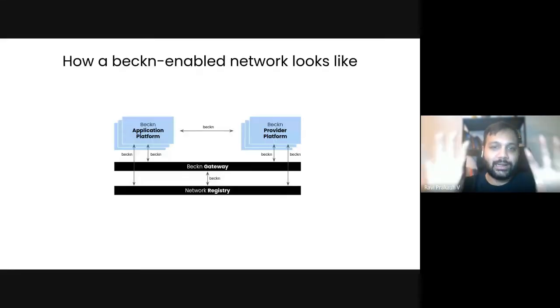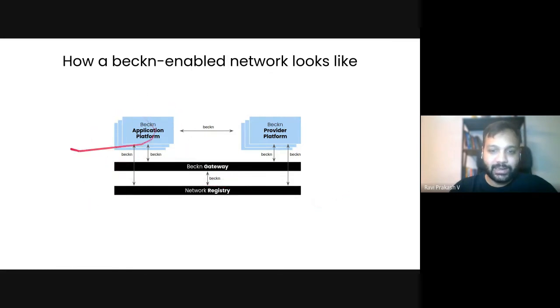So given that we are almost out of time, I want to quickly present one slide which I have, which talks about the core infrastructure of Beckn. If you want to simply understand how Beckn works, there are 4 actors that you need to implement. You need to implement a Beckn application platform. You need to implement a Beckn provider platform. You need to set up a Beckn gateway and Beckn registry.